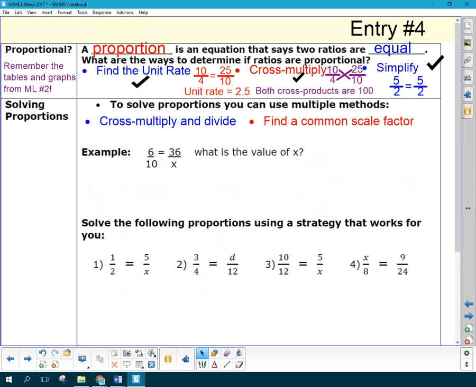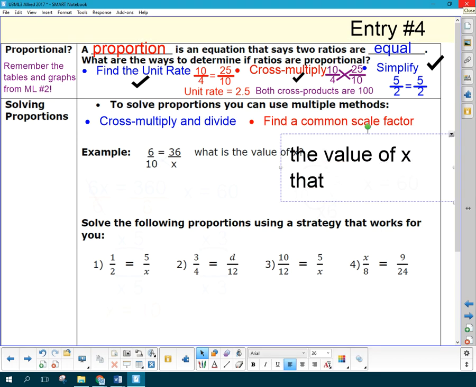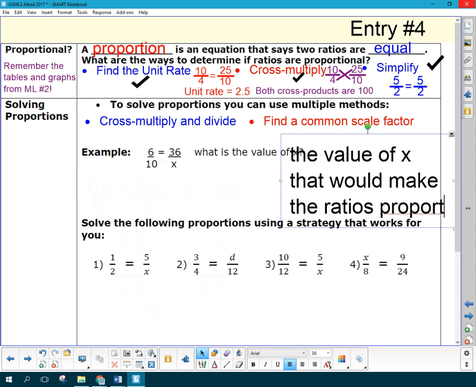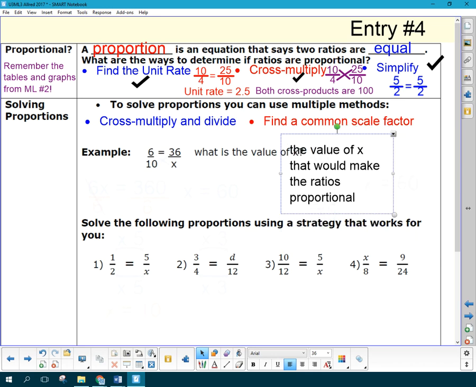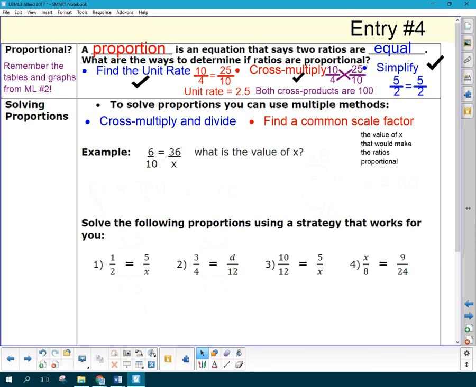So I'm going to solve this guy in 2 different ways. 6 over 10 equals 36 over x. We're trying to find the value of x that would make these ratios proportional. That is the goal. So one way you can do that is you can cross multiply.